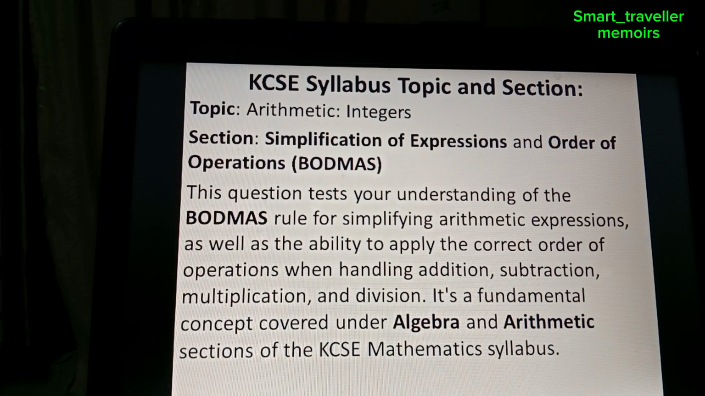KCSE syllabus topic and section. The topic is arithmetic, specifically integers, and the section is simplification of expressions and order of operations, which you perform using BODMAS. This question tests your understanding of the BODMAS rule for simplifying arithmetic expressions, as well as the ability to apply the correct order of operations when handling addition, subtraction, multiplication, and division. It is a fundamental concept covered under algebra and arithmetic sections of the KCSE mathematics syllabus.